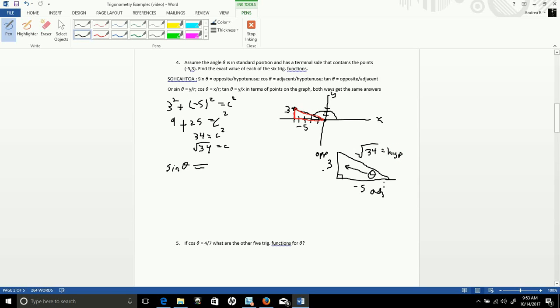Or you can also label these as your y and your x and your r if you're writing it in the other notation. Both of them are the same thing. They're still representing the same numbers, just a matter of whichever you think is easier to remember there. So here in this case for our sine, we would have 3 over the square root of 34 there.